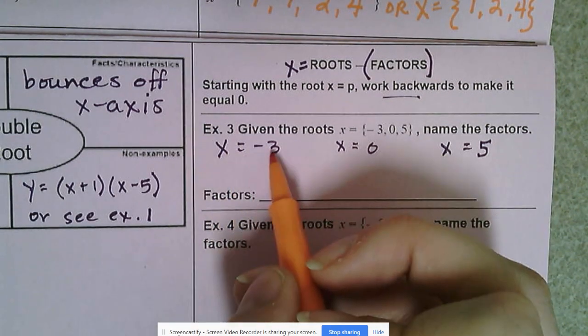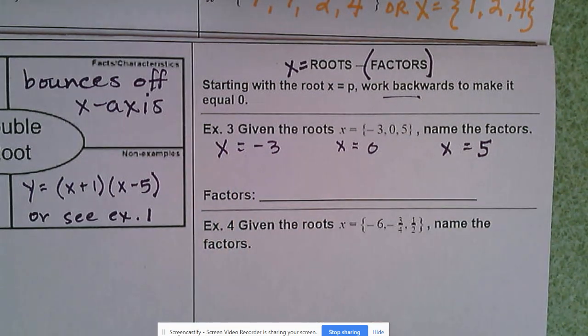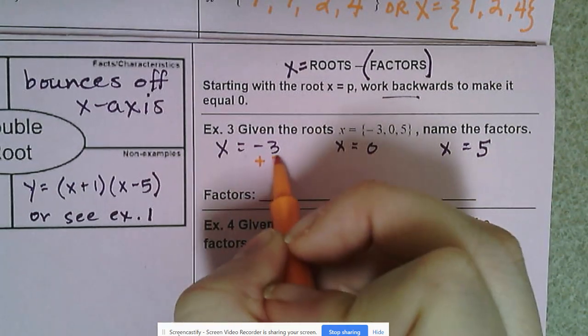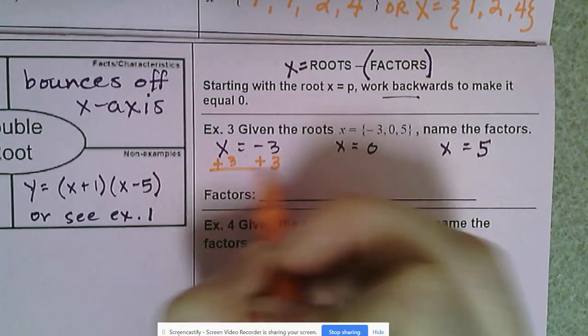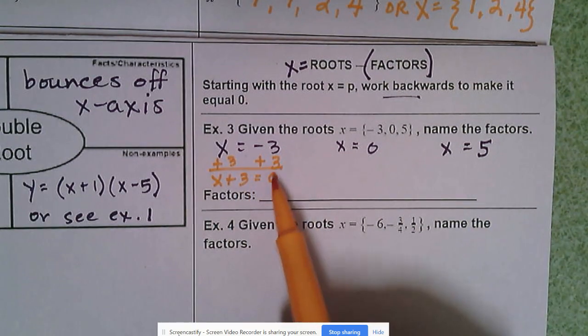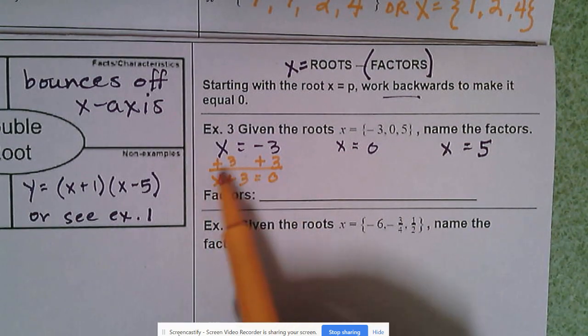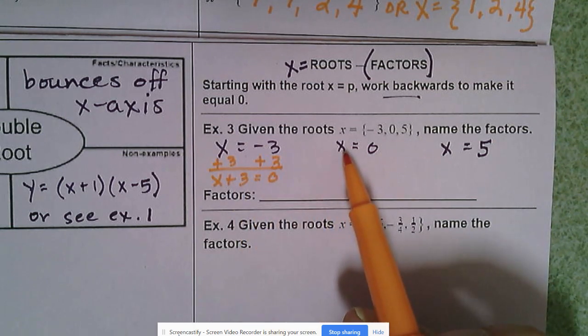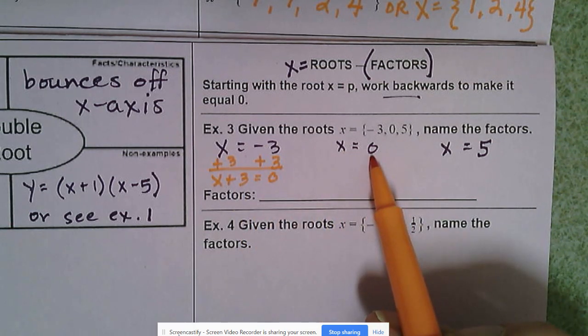So instead of x equals -3, we want to make this equal to 0. I've got to do the opposite, or the inverse, and I'm going to move 3 to the other side. So -3 plus 3, there's my 0. Here is one of my factors. Here's my x equals 0.